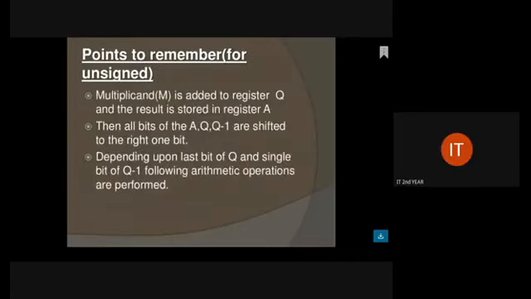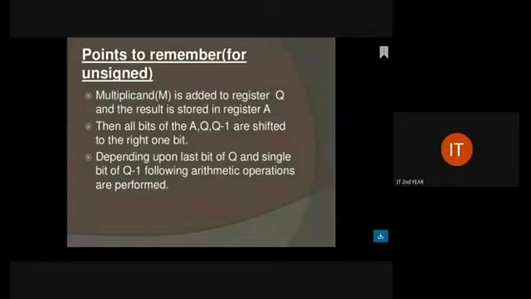Following that, we are in need of the multiplicand. We will name the multiplicand M, and M is added to the register Q, and the result is stored in the register A, that is the accumulator register. Then all the bits of A, Q and Q minus 1 are shifted to the right by 1 bit using the shift register. We will see the valuable implementation of the shift register in this Booth multiplication algorithm.